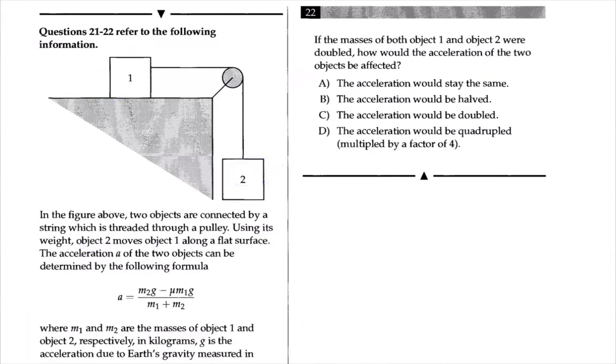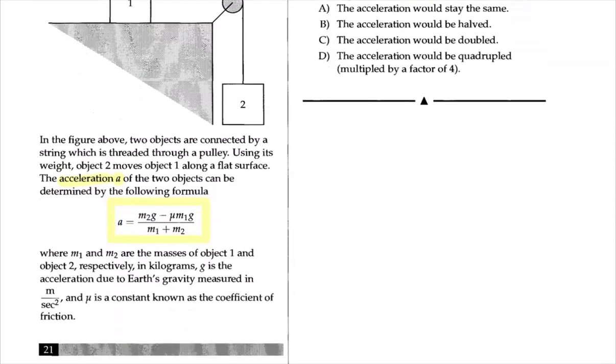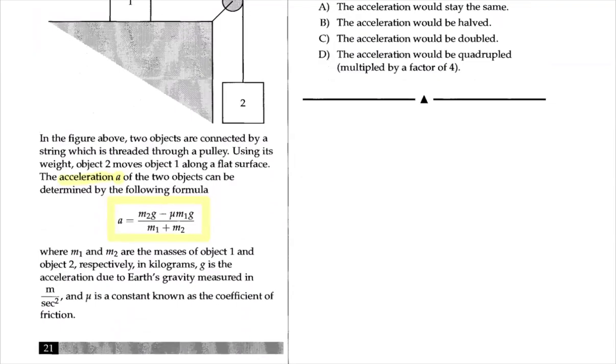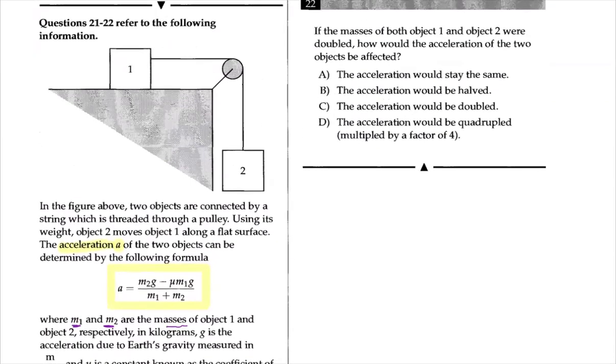The acceleration. So this is the first thing we need to understand. What does A represent? A represents acceleration. Of two objects can be determined by the following. Okay, we need this formula: A equals M2 times G minus mu M1 times G, over M1 plus M2. What we only know till now is that the value of A is the acceleration. Where? This is very important. Where M1 and M2 are masses of object 1 and object 2 respectively. So what does M1 represent? M1, which is here, and M2, which is here.